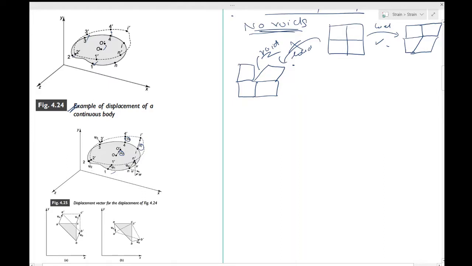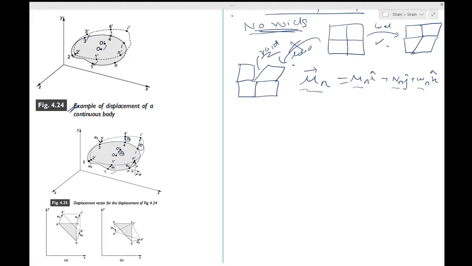Because Un is a vector, it has been written as a vector. So Un is given as un i cap plus vn j cap plus wn k cap. So Un as a vector is this: un is the scalar component in the x direction, vn the scalar component in the y direction, and wn in the z direction. These are the components of the displacement of point n.